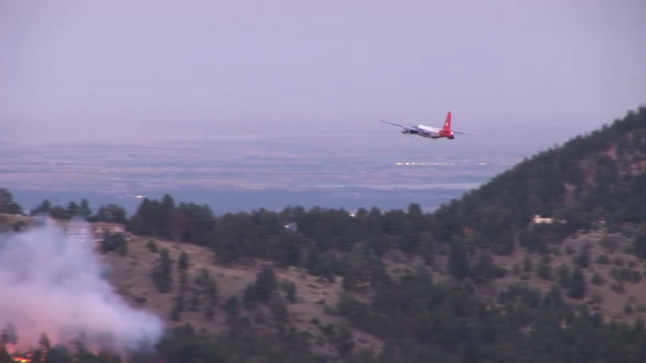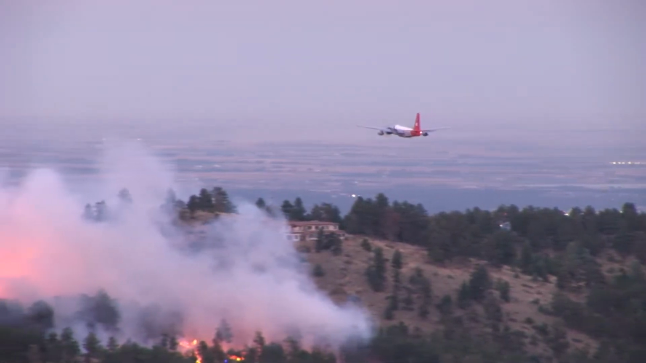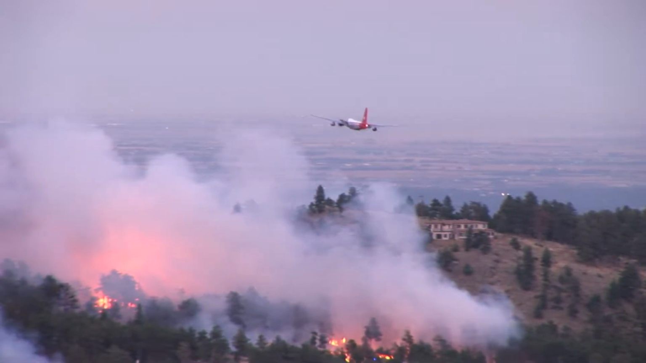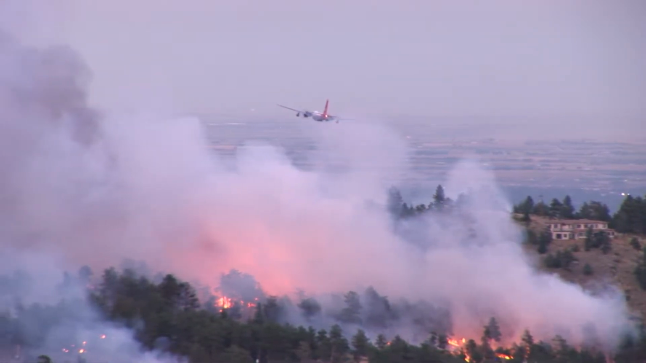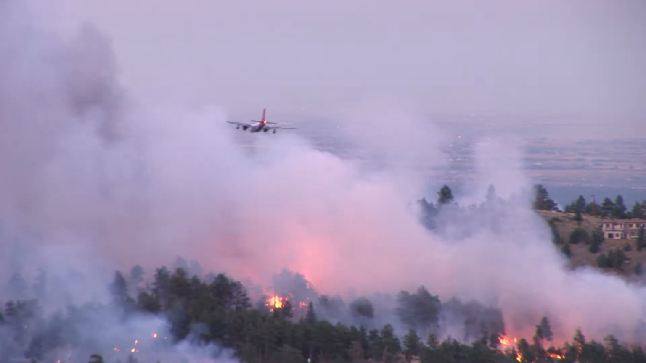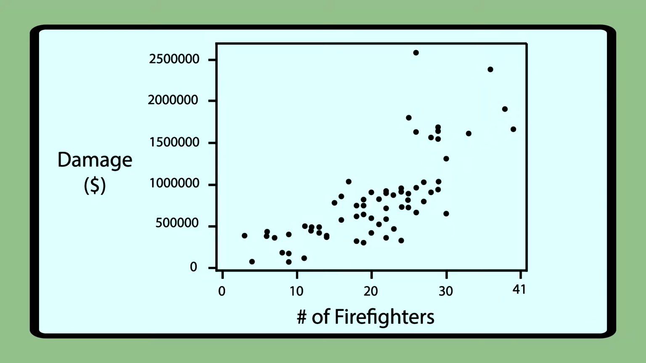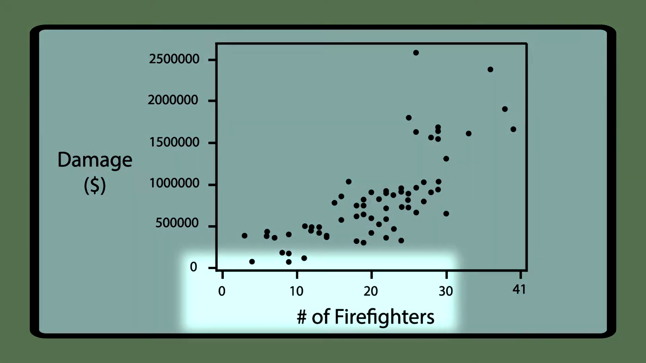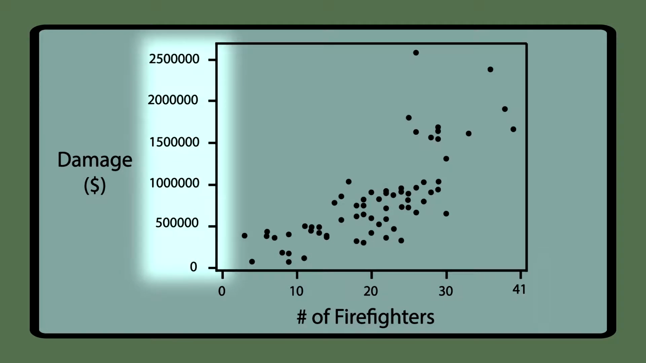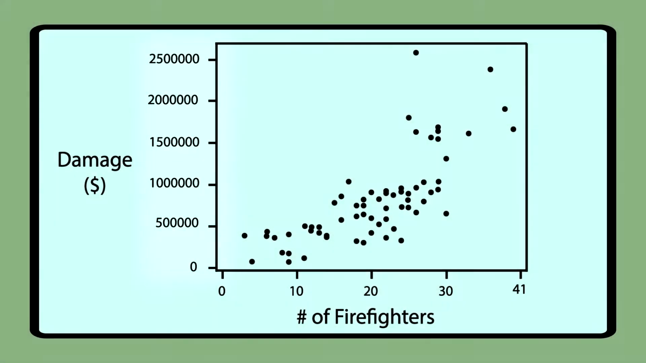For example, house fires and wildfires cause substantial damage when they occur. What variables might affect the extent of this damage? This scatter plot illustrates how the number of firefighters sent to fires on the x-axis is related to the amount of damage caused by fires on the y-axis in a certain city. The scatter plot clearly displays a fairly strong or slightly curved positive relationship between the two variables.